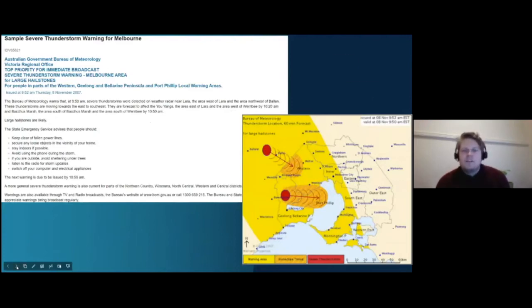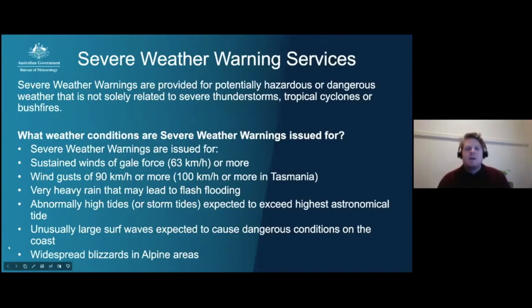And if you go to the next slide, please, Gina, thank you. We also produce severe weather warnings. So these are for severe weather that occurs outside of severe thunderstorms. So that might be, you know, in a tropical cyclone or something like that. And these are issued for winds of gale force or more, very heavy rainfall that may lead to flash flooding, abnormally high tides, and unusually large waves. So probably not so much of concern if you're up in the air, and also widespread blizzards if you are in the alpine regions.